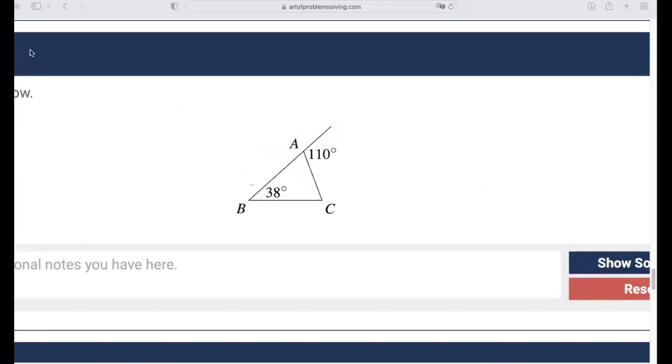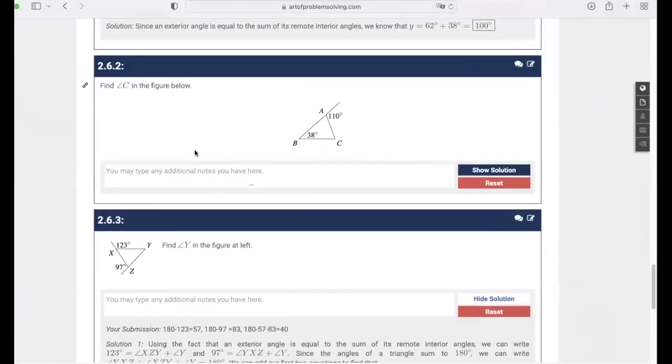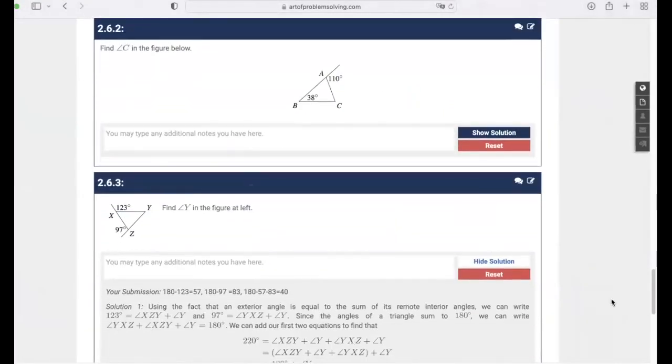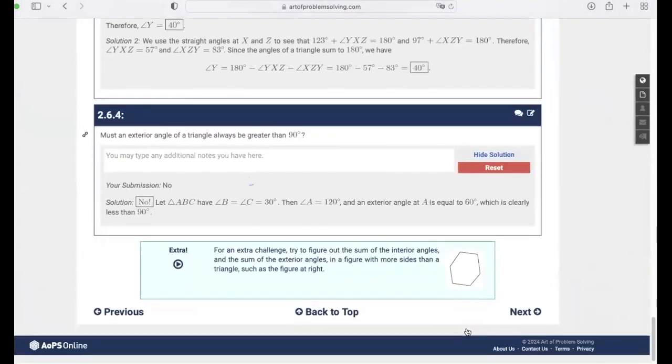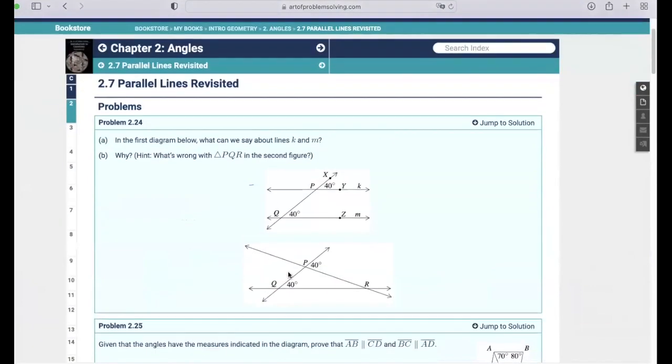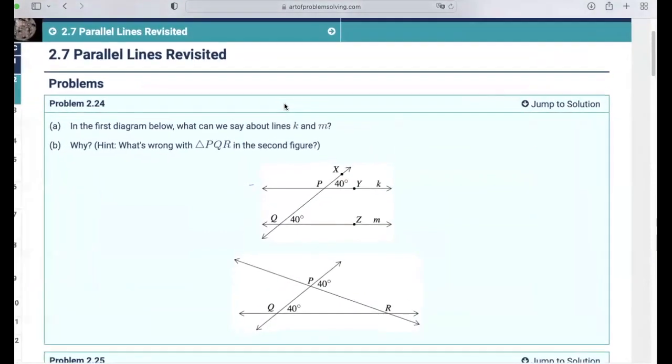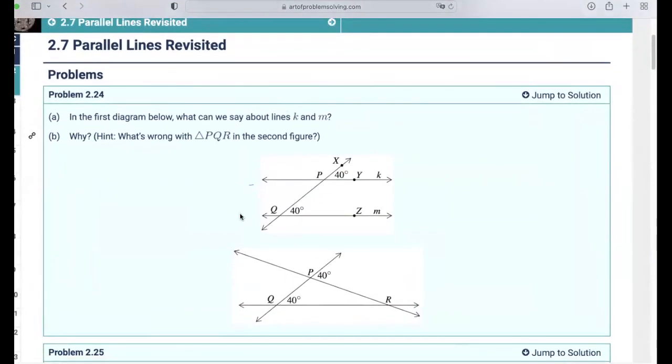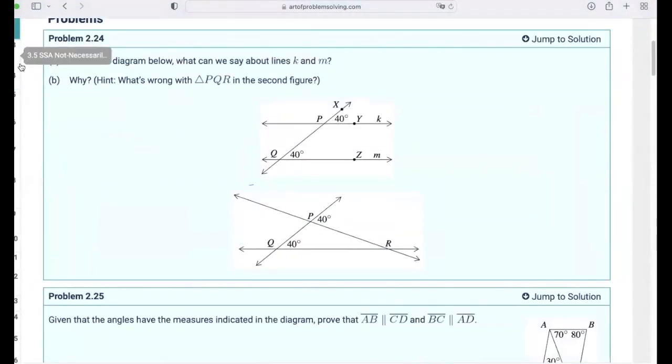So this is basically it. I think we can move on. Is everyone good? Okay, good. Next page.